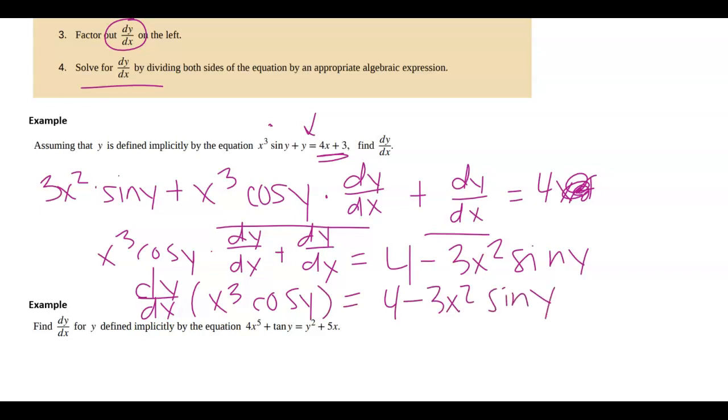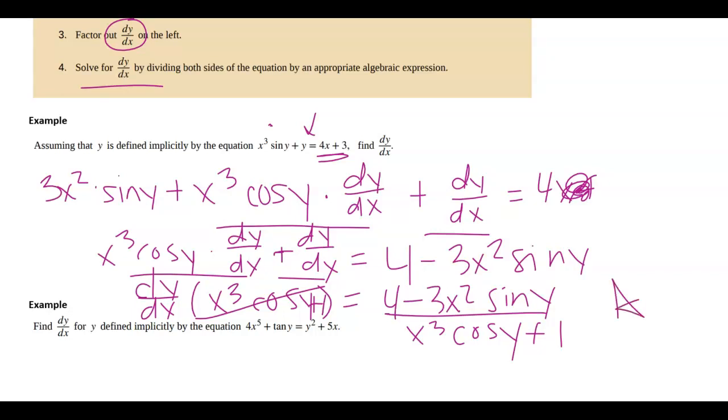And I get that dy/dx then must be equal to that right-hand side over what we factored. Oh my goodness, there should be a plus 1 here. Plus 1. dy/dx, when I factor out of this and this, I need a plus 1 here. Okay, so that's going to be my final answer for my derivative.